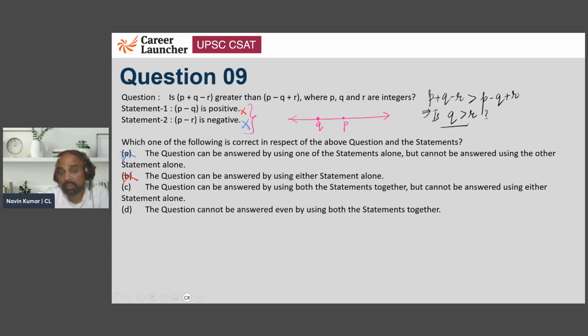Second statement, P minus R is negative. If P minus R is negative, it means P is smaller than R. Negative, positive, don't worry about it. P is smaller than R, which means P is to the left of R. We can say R is to the right of P, for sure. Which tells us that R has to be greater than Q. So the question asked is, is Q greater than R? The answer is no, it's not. Since we are able to answer the question with a definite no, we can mark option C, that the question can be answered by using both the statements together, but cannot be answered using either statement alone.